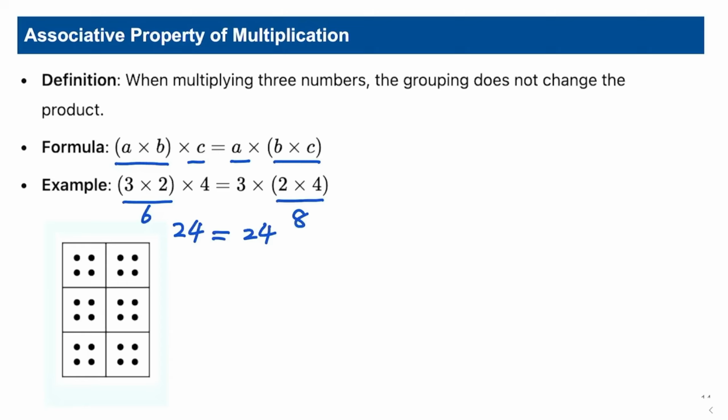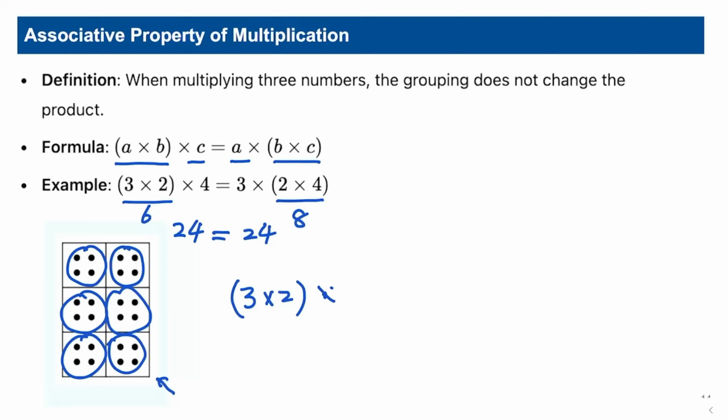This can be understood using this figure. We have 3 rows and 2 columns of squares. In each square, we have 4 dots. Then what is the total number of dots we have? We can first count how many squares we have. So that's going to be 3 times 2, which is 6 squares. Every square, we have 4 dots. So in total, we have 24 dots.